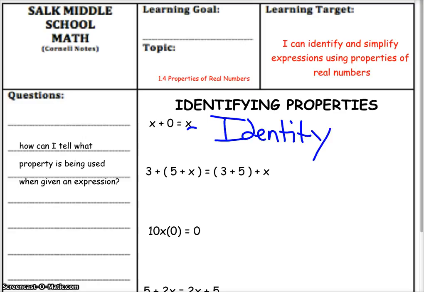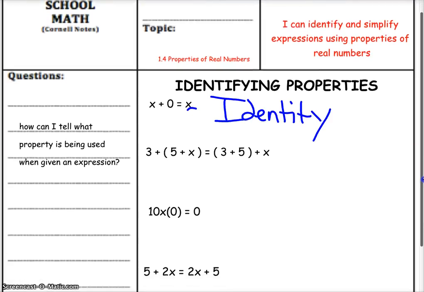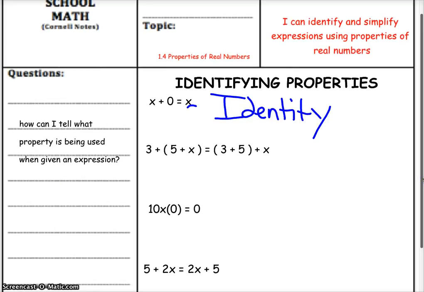Yes. 3 plus (5 plus x) equals (3 plus 5) plus x. Tatiana? Associative, because look, I have new friends in my group. The 5 and x are associating together, right? And now I have a regrouping where 3 and 5 are hanging out together. Anytime you have new associates, it is the associative property.